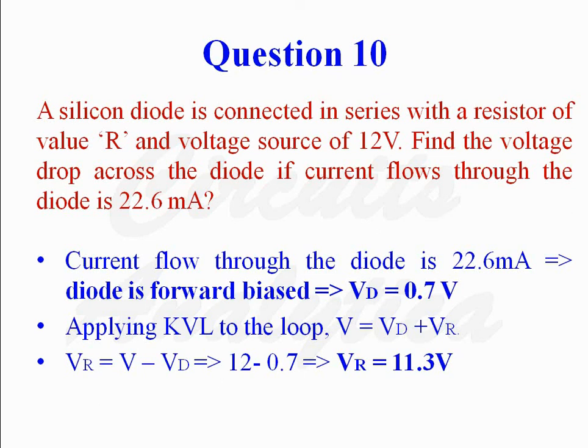That means 12 minus 0.7. So, the voltage drop across the resistance VR is equal to 11.3 volt. And the resistance value R can be found as R is equal to VR divided by IR. VR is equal to 11.3 volt and IR is equal to 22.6 milliampere. Therefore, the value of resistance is approximately 500 ohms.